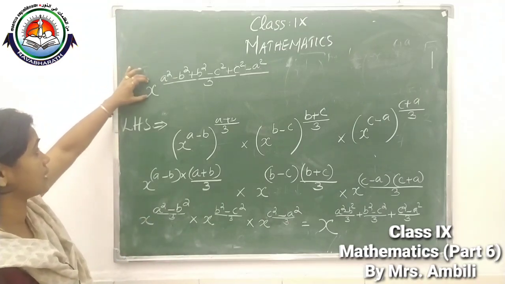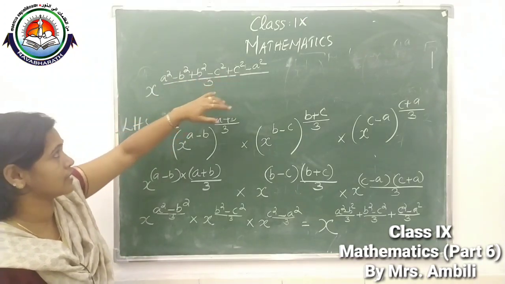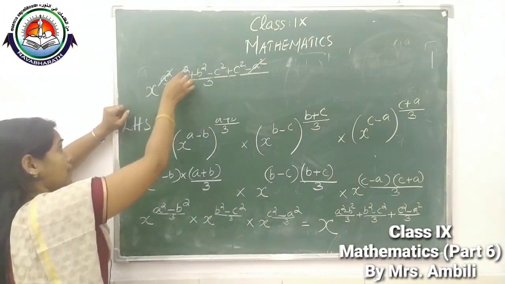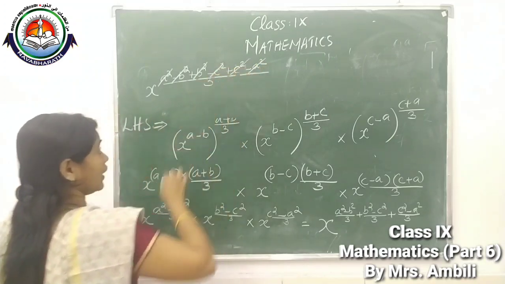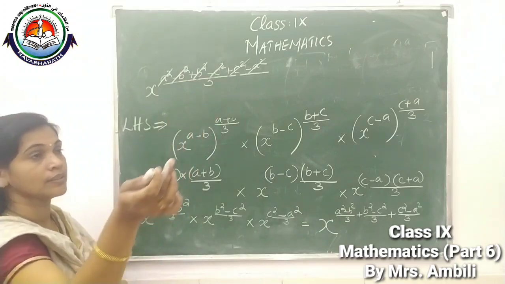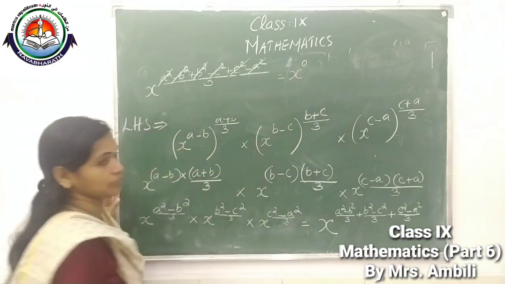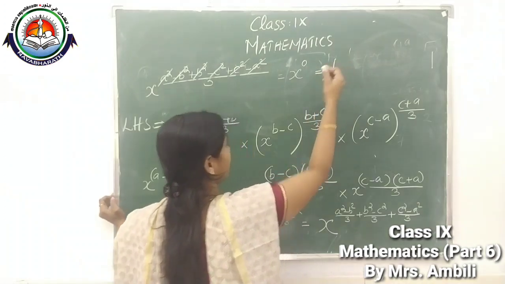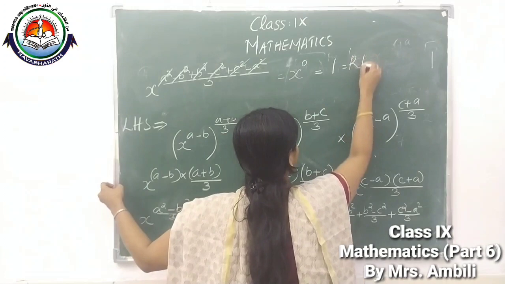Listen. Now, x raised to a square minus b square plus b square minus c square plus c square minus a square. So, what is plus a square minus a square? 0. Minus b square plus b square? 0. Minus c square plus c square? 0. What is remaining? 0 by 3. X raised to 0. X raised to 0 equal to 1. Isn't it? That is our RHS.